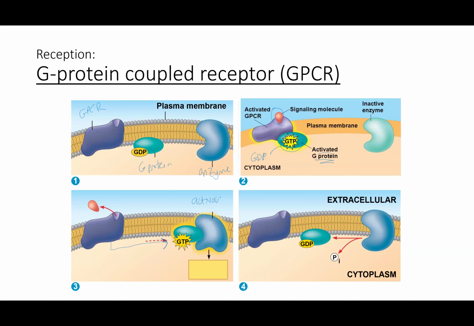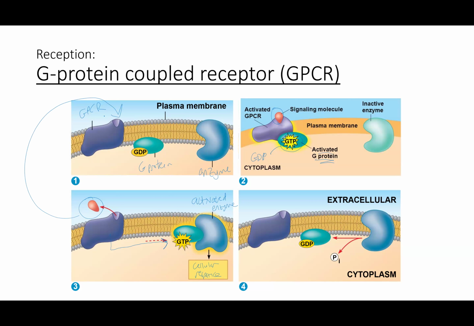So this is an activated enzyme. When the protein bonds, it's going to cause some kind of cellular response. The signaling molecule can then dissociate because it's not a permanent bond. That can dissociate and go back and be used again. So this can keep going.